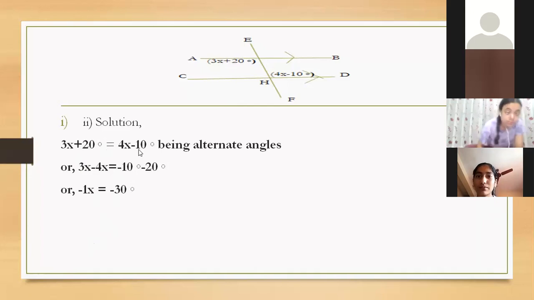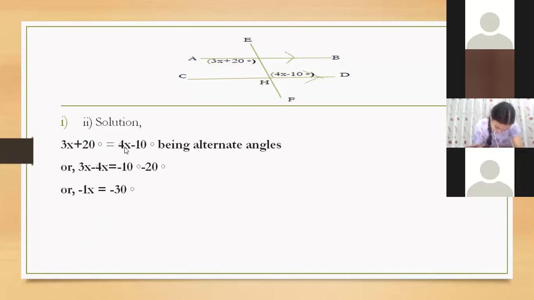Alternate angles are equal. Then while solving, we have to put like terms on one side. 3x minus 4x is minus 1x. Then here remains minus 10. And when plus 20 goes here, it will be minus 20. Minus 10, minus 20, minus 30. Minus cancels. Then x equals 30 degrees. x equals 30 degrees is the answer to this question. Okay, children?